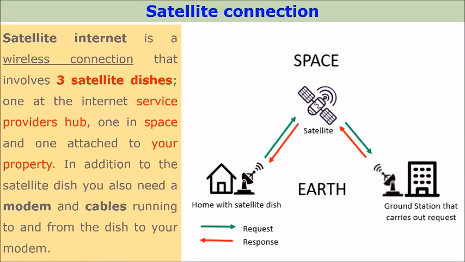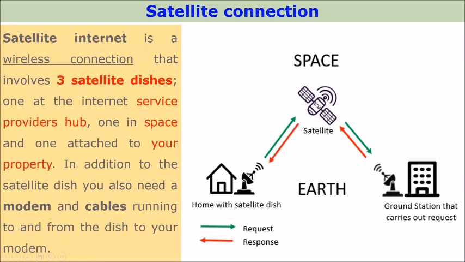If you are getting a satellite connection, then at your home you should have a satellite dish, right? Then you can request that particular website or URL from your home, through the web browser. You can request it through this satellite dish. That particular request is sent to the space satellite. That means the dish you can find in space.